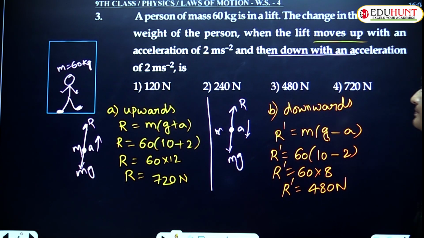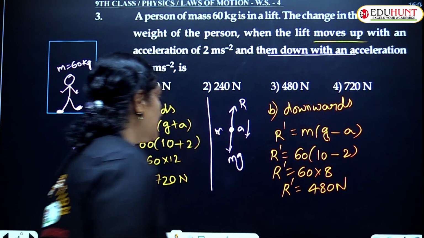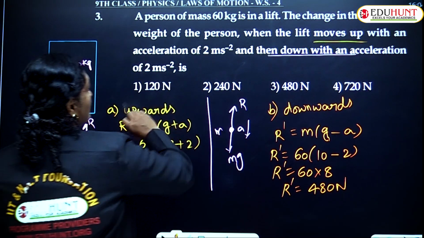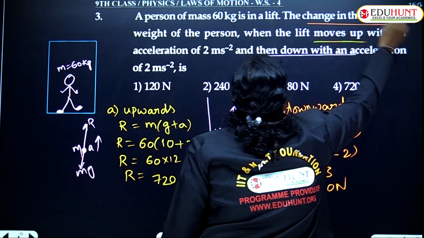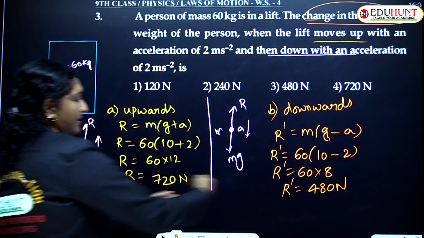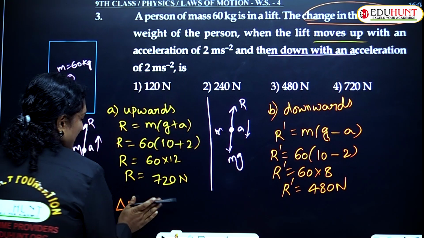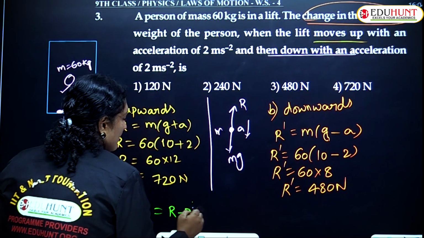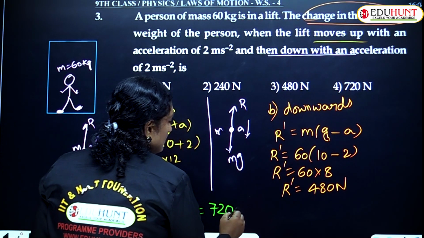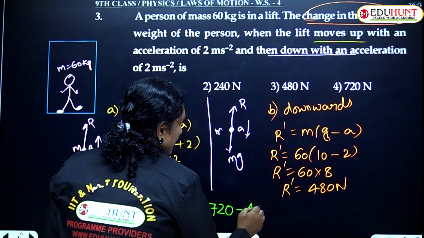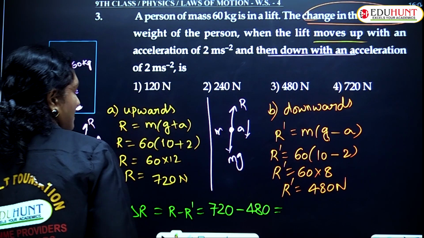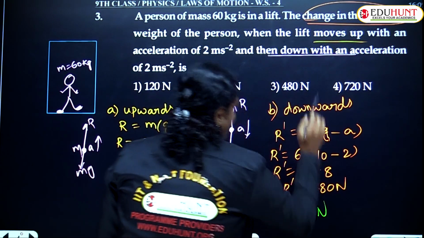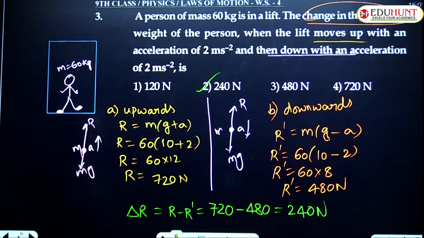So R dash equals 480 newtons. Earlier it was 720 newtons, and now when it is moving downwards, it is 480 newtons. But you are asked to find the change in apparent weight. This was the old weight and this is the new weight. So the change in apparent weight is delta R, which equals R minus R dash, that is 720 newtons minus 480 newtons. What was the answer, children? Yes, it is 240 newtons. Hence, the correct option is option 2.